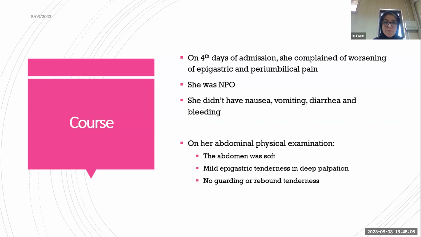On the 4th day of admission, she complained of worsening of epigastric and periumbilical pain. She was NPO. She didn't have nausea, vomiting, diarrhea, or bleeding. On her abdominal physical examination, the abdomen was soft, with mild epigastric tenderness on deep palpation, no guarding or rebound tenderness.